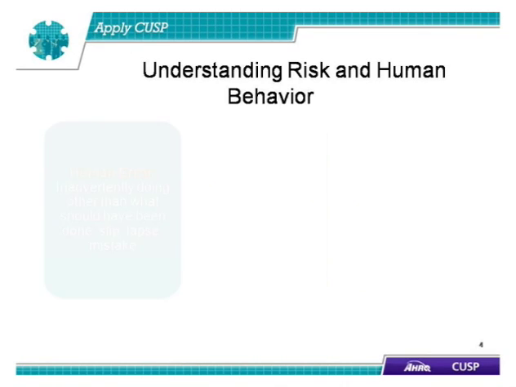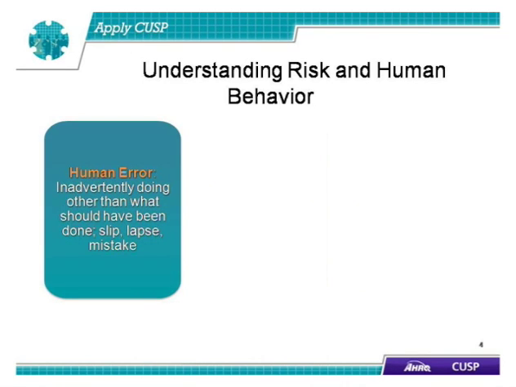The first category is human error. We must predict that humans will make mistakes and occasionally drift into risky places. We define human error as the inadvertent action, inadvertently doing other than what should have been done. The psychologist will call it a slip, a lapse, or a mistake. But for our purposes, the only thing that's important is the understanding that it's an inadvertent action, doing other than what was intended.